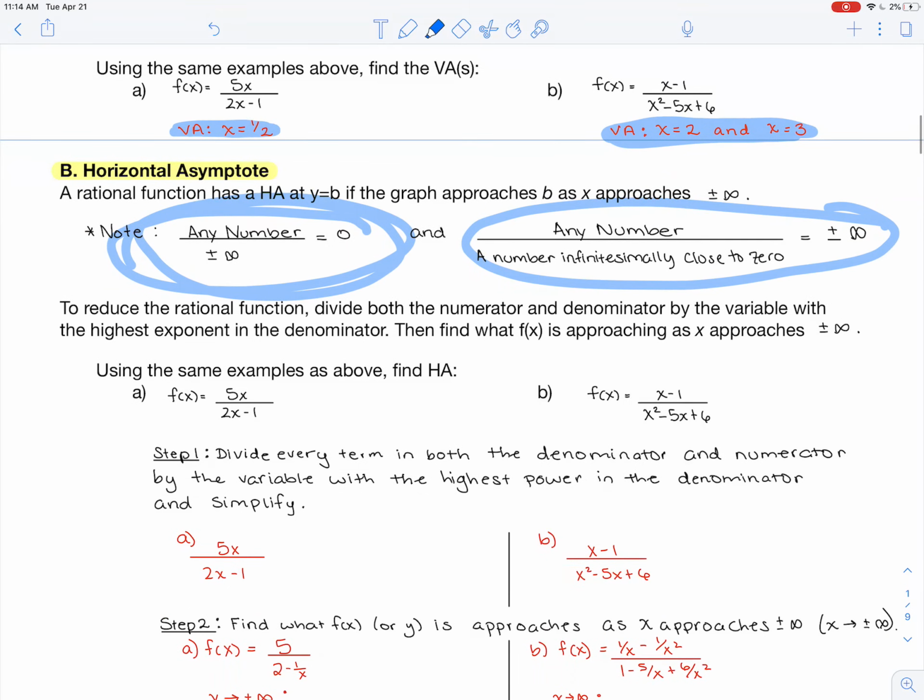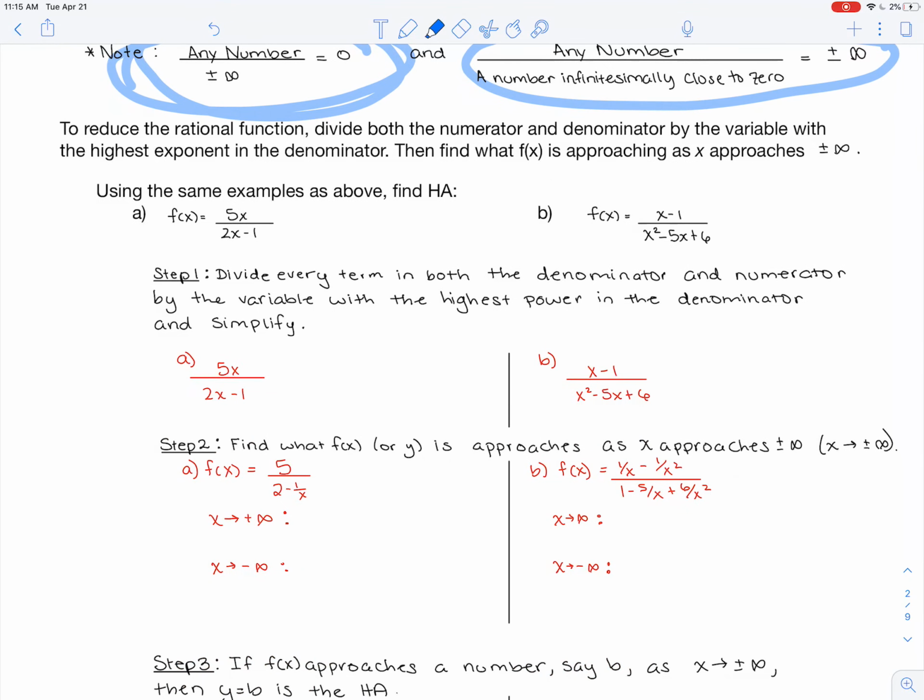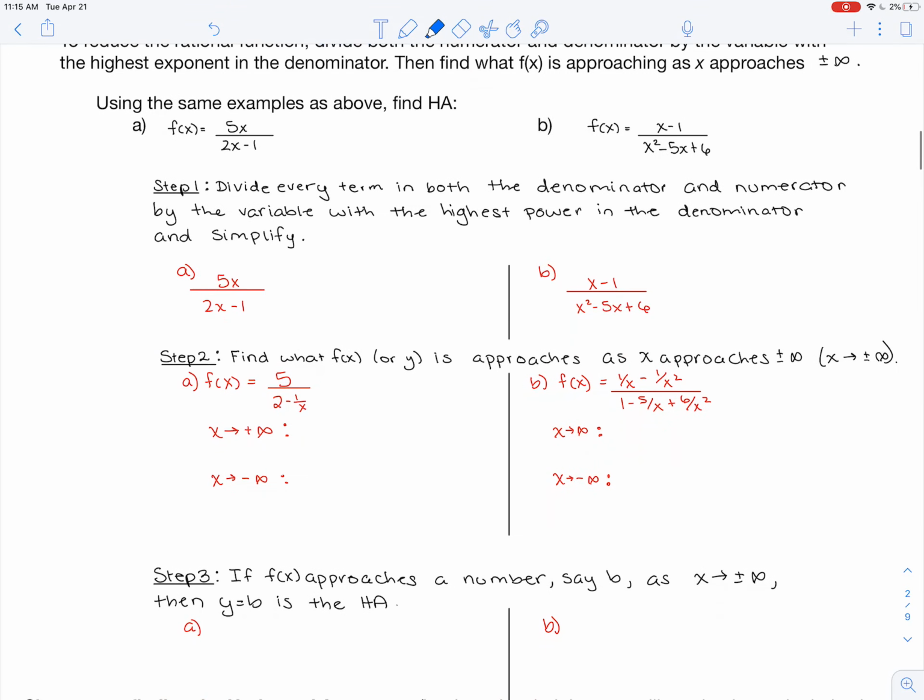Now let's take a look at our first example. Part A, f of x equals 5x over 2x minus 1. Notice that we're still doing the same example. I outlined steps for you because, like I said, horizontal asymptotes are a little bit more complicated to find than the other asymptotes. First, divide every term in both the numerator and denominator by the variable with the highest power in the denominator. We do this just to simplify. We could plug in a huge number now, but this simplifies it a little bit.